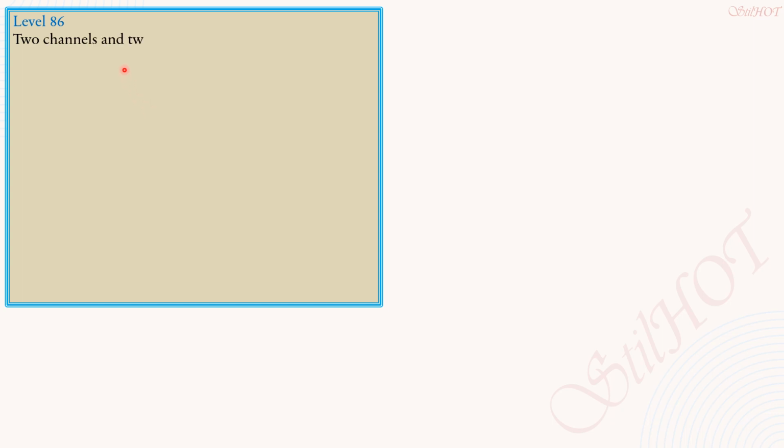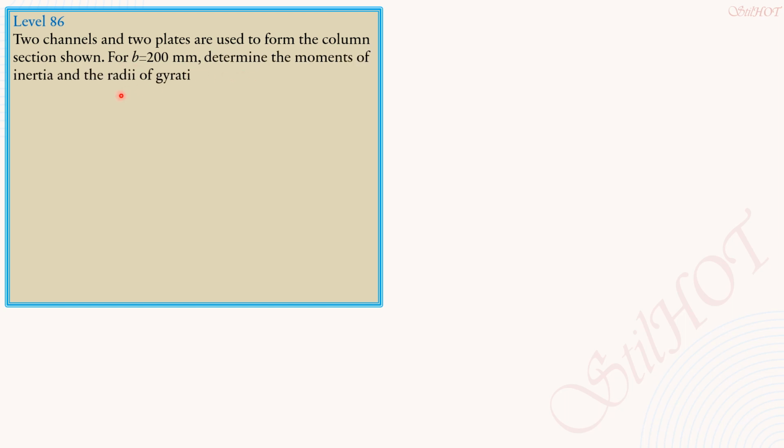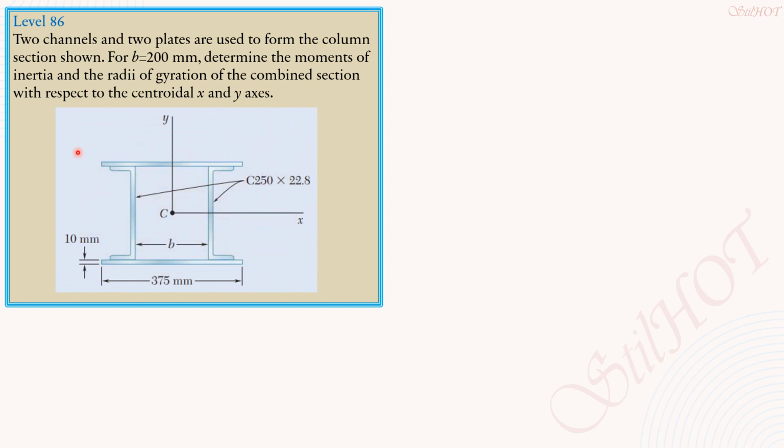Problem 86: two channels and two plates are used to form the column section shown. For B equals 200 mm, determine the moments of inertia and the radii of gyration of the combined section with respect to the centroidal x and y axes. So here is the given figure. By symmetry, this is the centroidal x-axis, and also the centroidal y-axis.